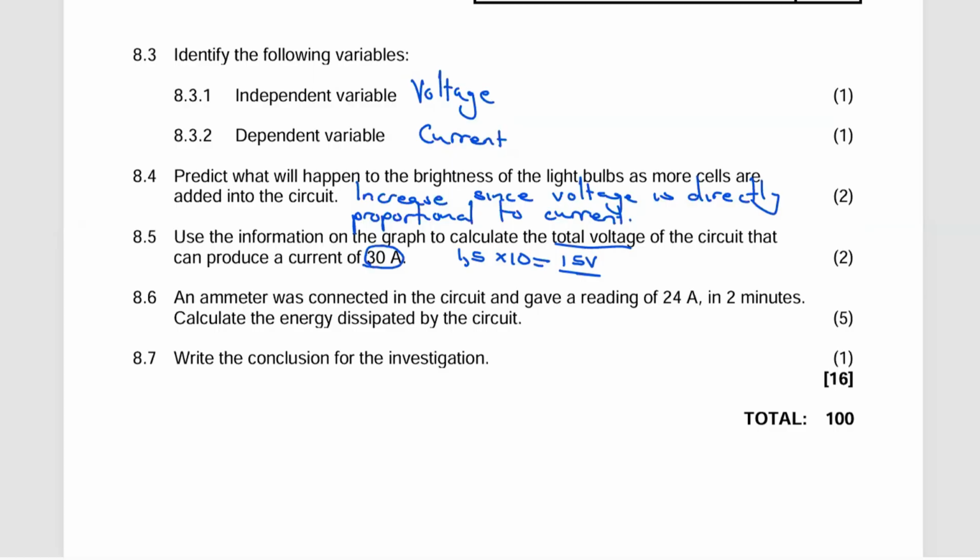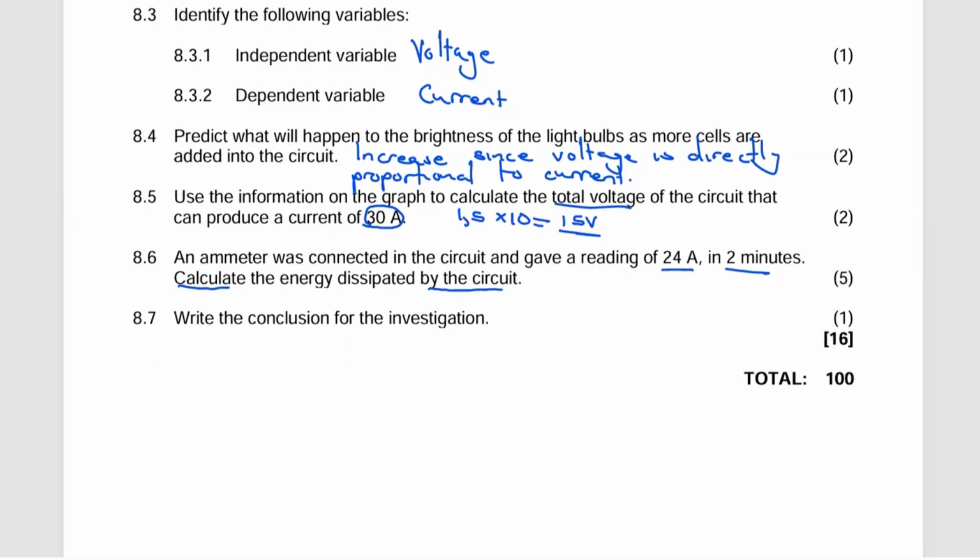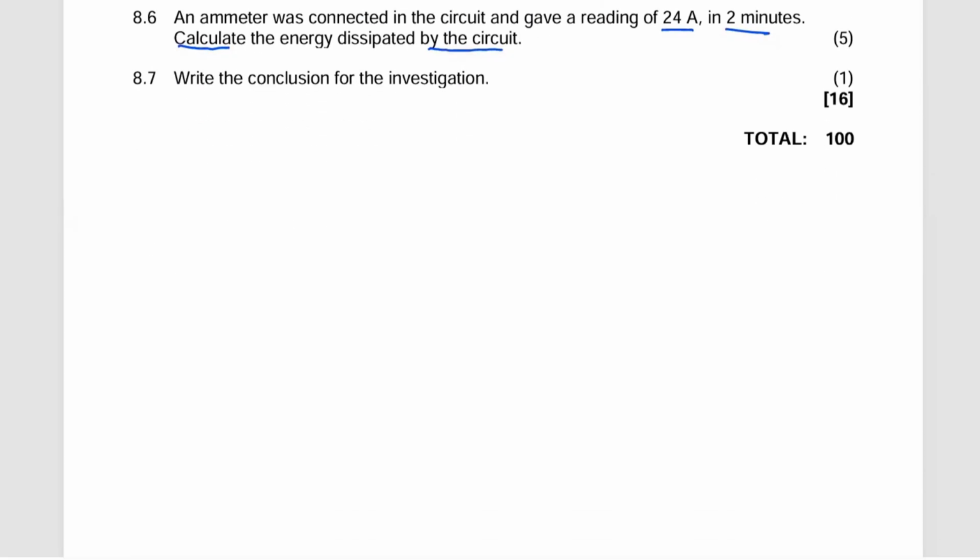Then it says 8.6. An ammeter was connected in the circuit and gave a reading of 24 amps in 2 minutes. Calculate the energy dissipated by the circuit. I'm going to try and manipulate the space at the bottom there. We know how to calculate our charge: charge is equivalent to current multiplied by change in time. In this case I'm having a current of 24 amps, then I'm supposed to multiply with time.